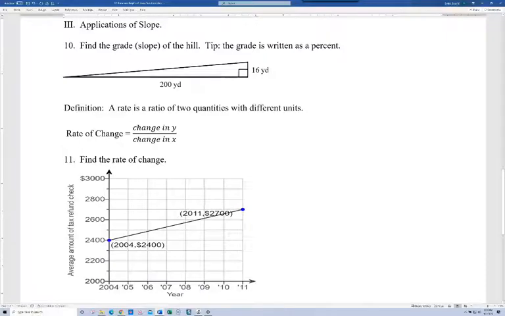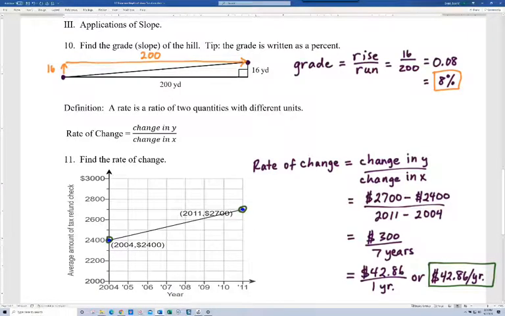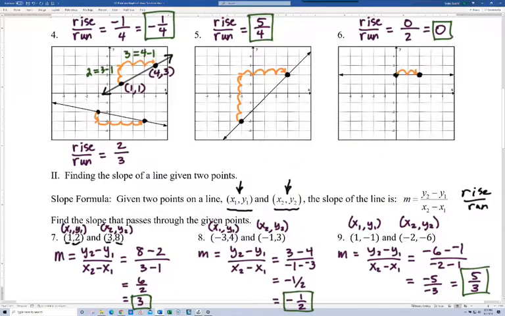So applications of slope. Number 10 here, it says find the grade or the slope of the hill. The grade is written as a percent. Now you're also going to have a problem when you do your homework where you have pitch, like the pitch of a roof, and it'll be similar. You'll give your answer as a percent. And so what we're really looking at here is just, whoa, I went way too fast. Let me back that up.